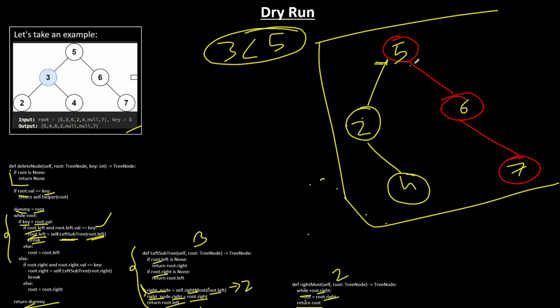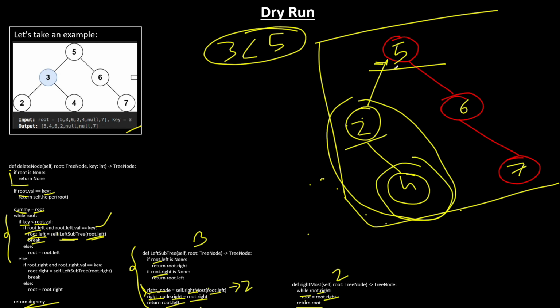If you can check, all the values to the left of 5 are smaller than 5. All the values to the right of 2 are greater. All the values to the right of 5 are greater than 5. Similarly, it follows the same. So we have got a valid BST after deletion of the node.